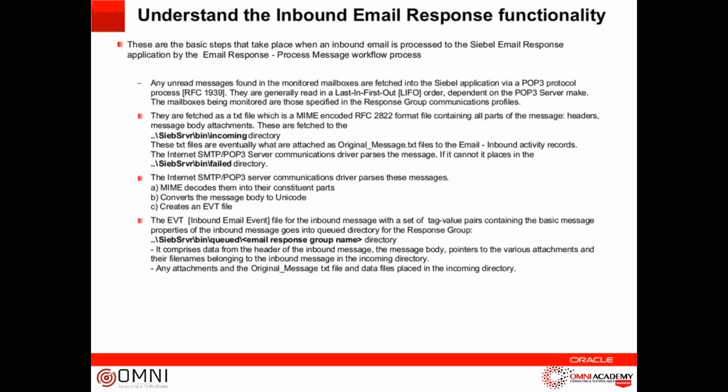The .ebt file for the inbound message is a set of name-value pairs containing the basic message properties of the inbound message, and it goes to the queue directory of the response group, which is the Siebel server bin queued email response group directory. It comprises data from the header of the inbound message, the message body, pointers to the various attachments, and their file names belonging to the inbound message in the incoming directory. Any attachments and the original message text files and data files are placed in the incoming directory as well.